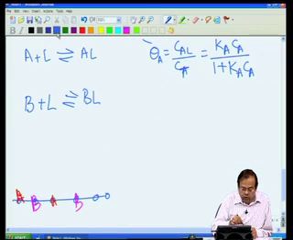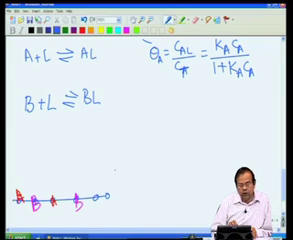So, what do you expect will happen? Now, there is a competition for this active site between A and B, which means that the adsorption coverage of A will now be lower. That is, if B was not there, we would have got a certain coverage, because there was no competition for A binding to the active site. The moment B is present, there is a competition from B. So, the available sites for A have now gone down.